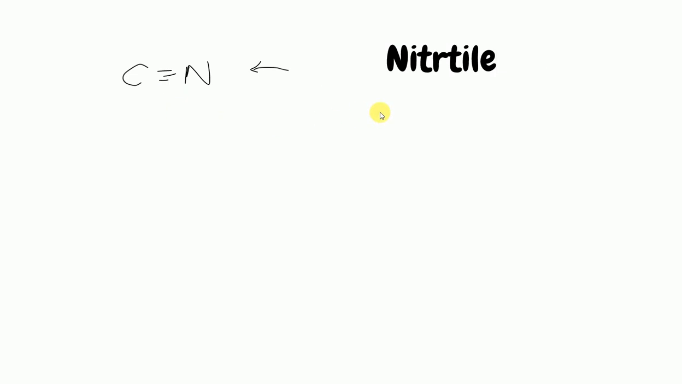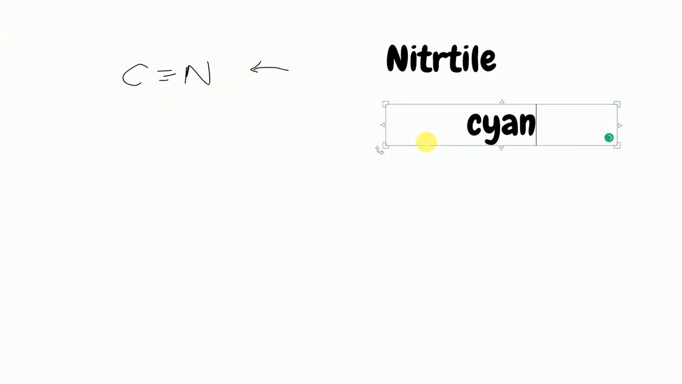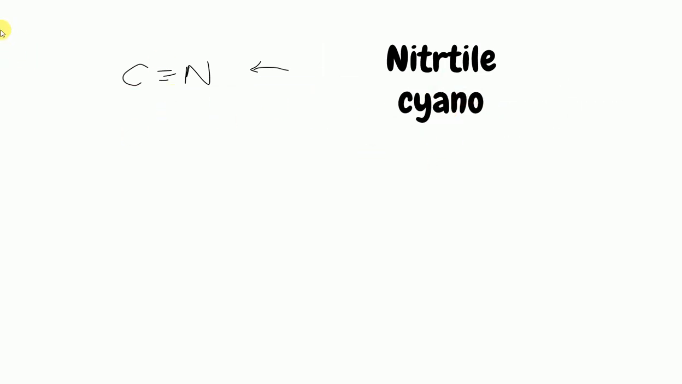All right, so nitrile, and if it's a substituent, it's cyano. Okay, one thing I forgot to mention. If the ketone or aldehyde are lower priority in the longest chain, they are referred to as oxo. Okay? They're referred to as oxo.